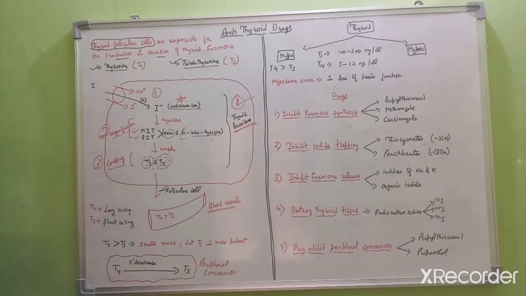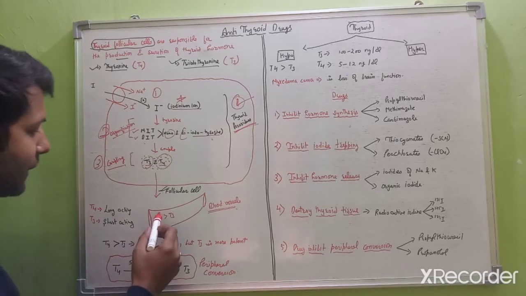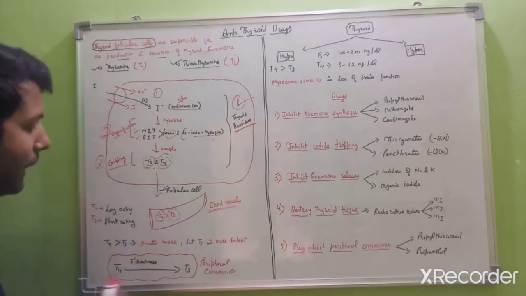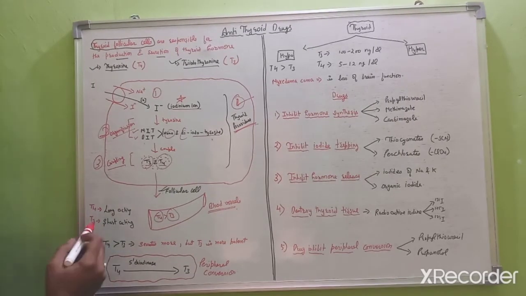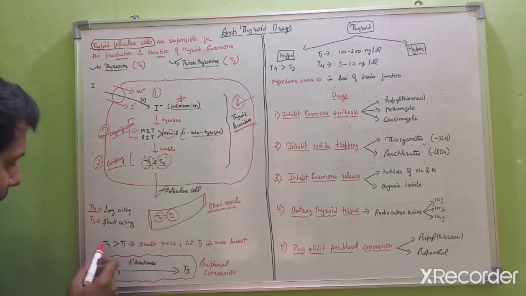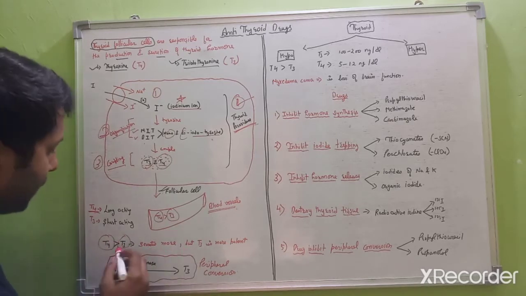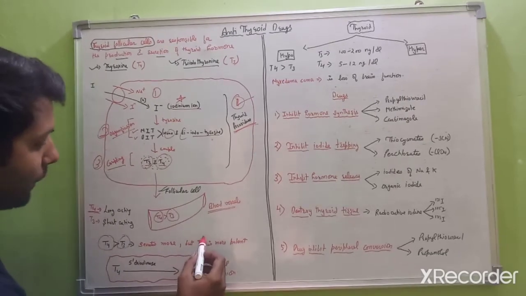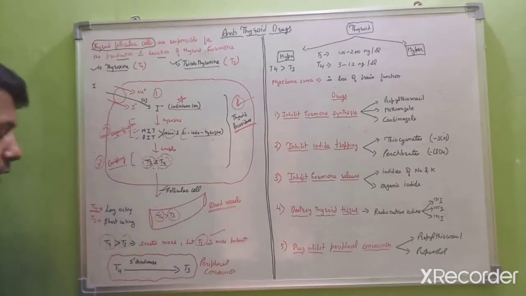Remember, T4 is always secreted more as compared to T3. But T4, known as thyroxine, is longer acting than T3, while T3 is the potent one. So T4 is secreted more as compared to T3, but T3 is the more potent one as compared to T4.